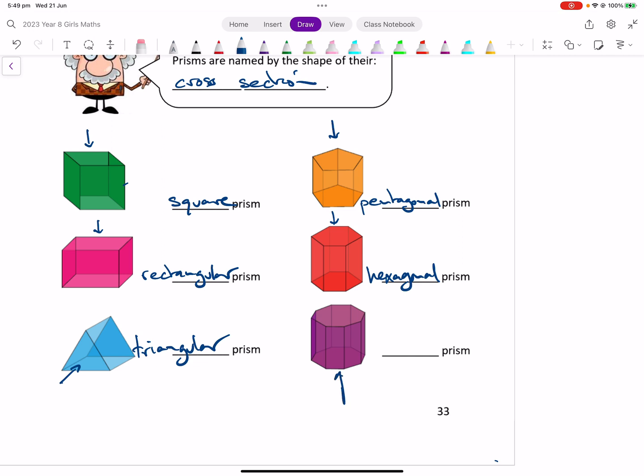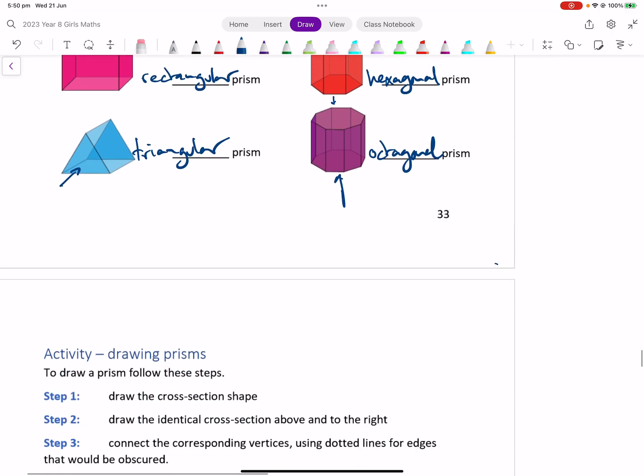This guy, we can look from the top or the bottom. It makes no difference. He has eight sides. He's an octagonal prism. Prisms are named by their cross-section.